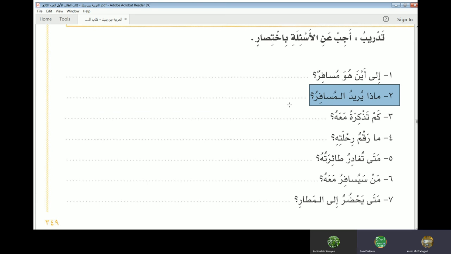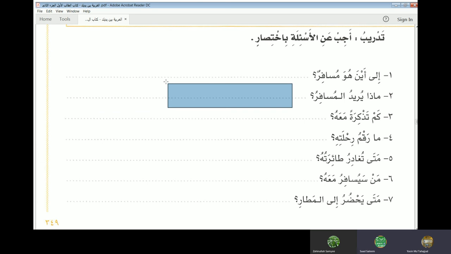What does a traveler want? Confirmation of the bookings. Al-musafirun yuridun ta'kid al-hajz.